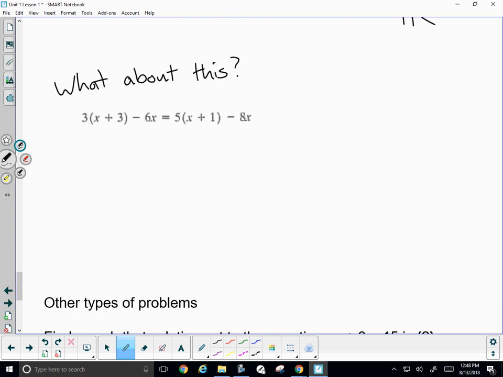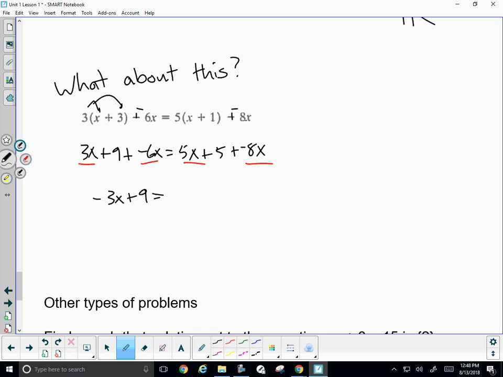Similar situation happens here. Let's go ahead and distribute. Let's get rid of that negative. I got 3x plus 9 plus negative 6x is equal to 5x plus 5 plus negative 8x. Same side combine. Same side combine. I got x's on both sides. Let's remove them from one side so they just remain on the other, but they both disappear from both sides. I end up with this. What does that mean? This is not true. This is false.